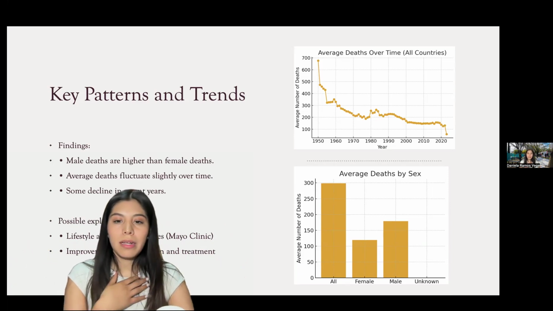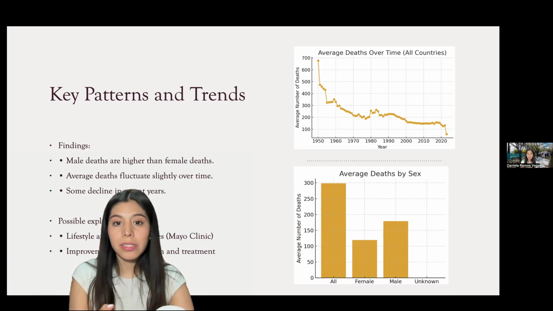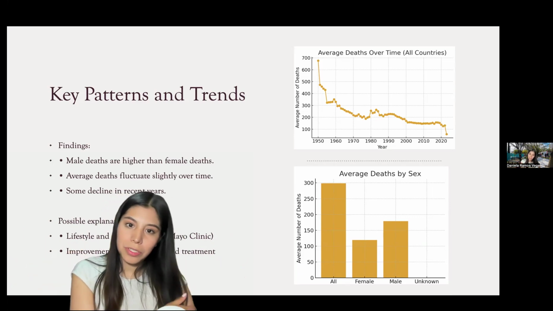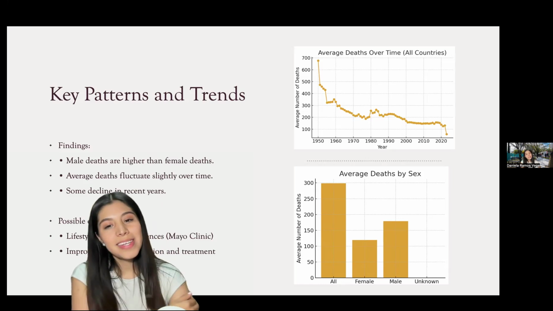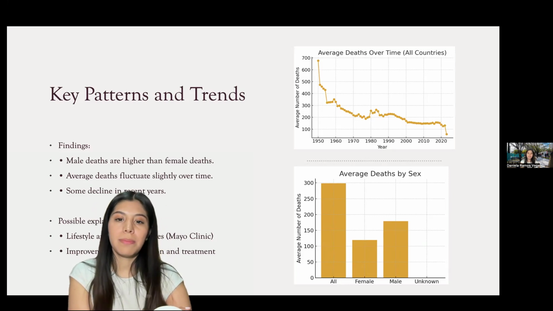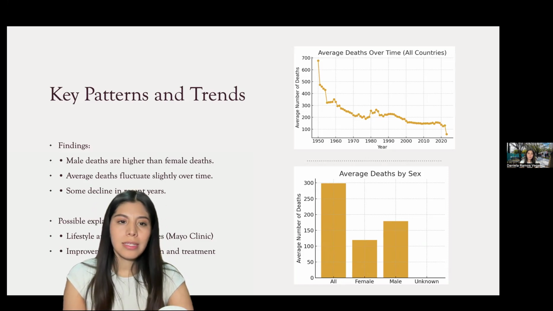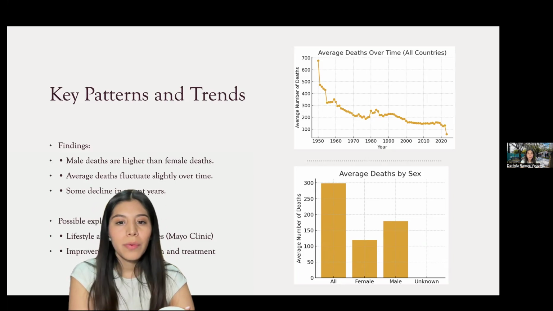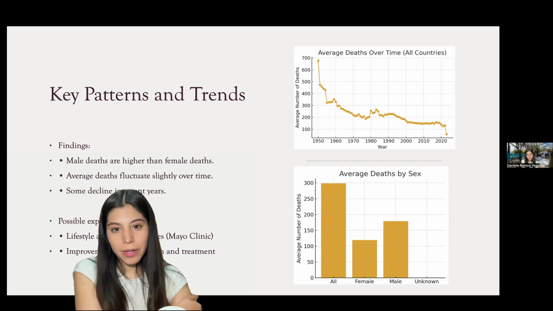This also shows that on average, the number of deaths changes slightly across the years, with some indicators of a gradual decline in certain regions. And these improvements may be linked to better diagnosis, early detection, and preventive actions such as awareness about different infections, such as Helicobacter pylori, which is one of the main causes of stomach cancer.